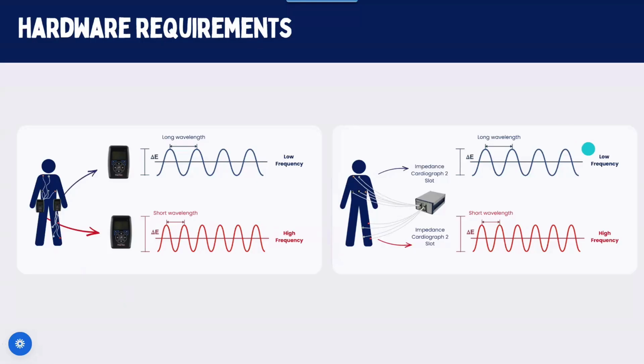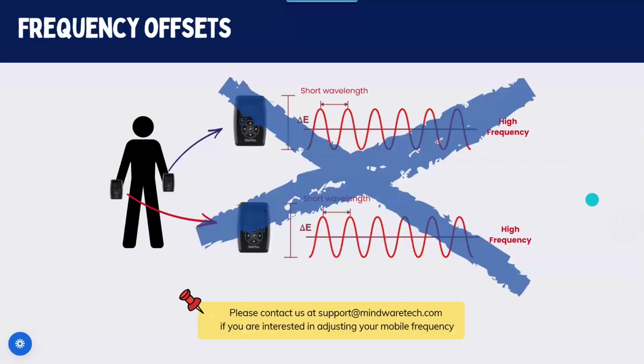This is important because if our frequencies are not offset from one another, we're injecting two constant currents of the same frequency at different sites on the body, and we're going to get a lot of interference in our Zo and dZ/dt signals.